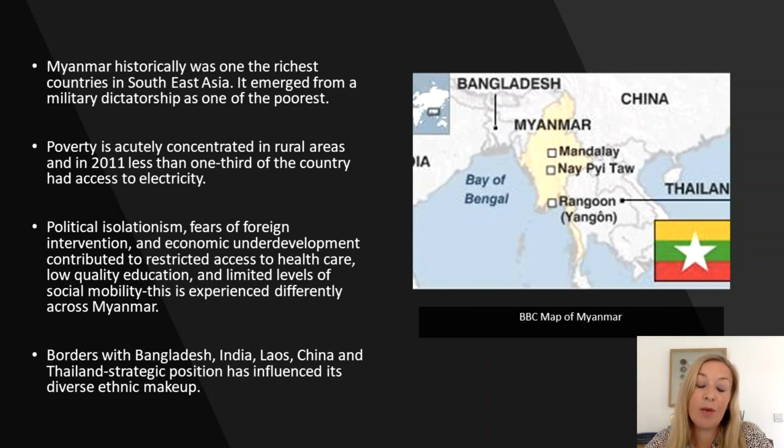I just wanted to say something about the geography of Myanmar and how that influences its ethnic makeup also. So it's quite a small country, but it borders with Bangladesh, India, Laos, China, and Thailand. And this strategic position and all these borders influences its ethnic makeup. So it's very diverse because of all these border influences that surround it.